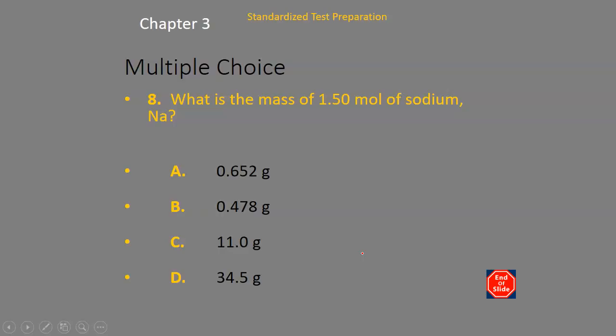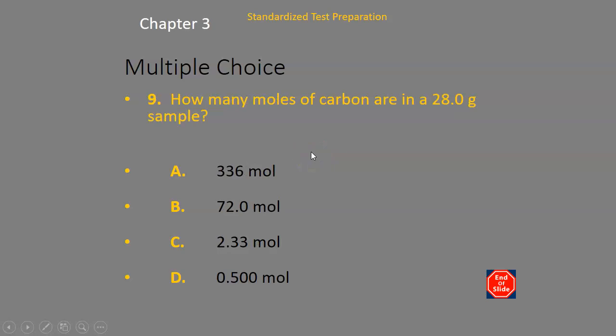So I have a couple questions here. First off, what's the mass of 1.50 moles of sodium? And I also have how many moles of carbon are in 28 grams of carbon. And that's it for chapter 3.